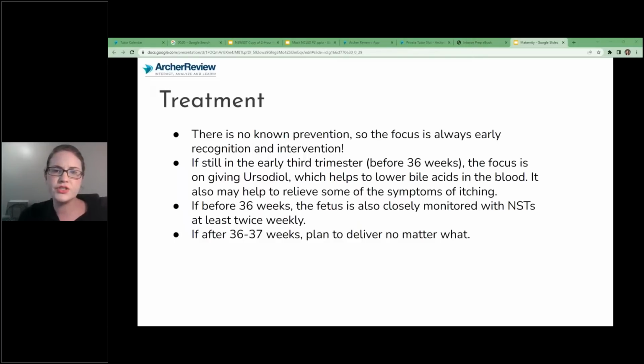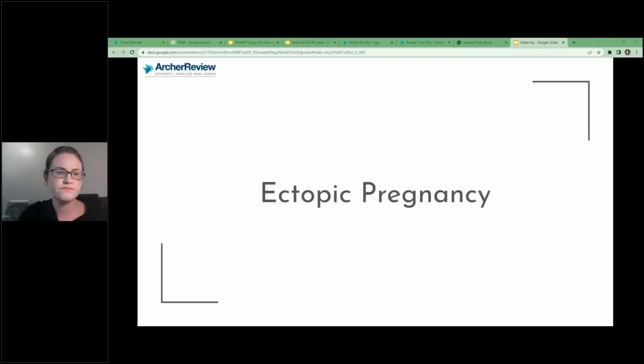What can you do about the itching? Well, itching can be improved slightly by soaking the affected skin. You can try anti-itch creams. Certainly we use Benadryl and stuff like that, but really the main treatment is to give the ursodiol, and certainly after delivery, these symptoms resolve very quickly as well.